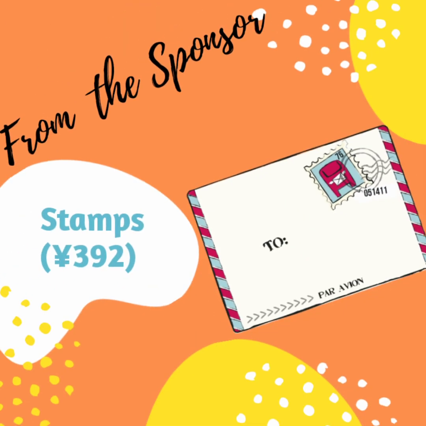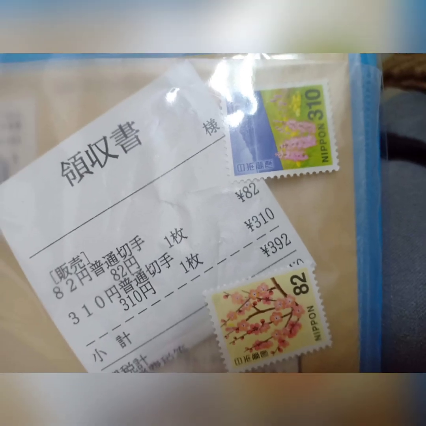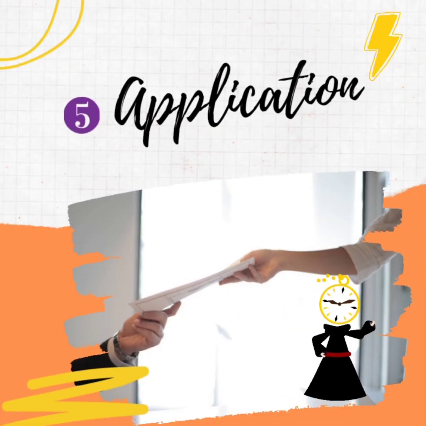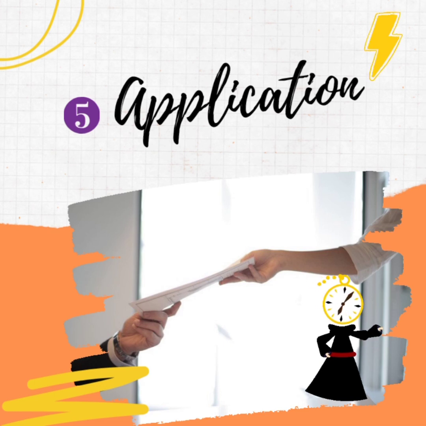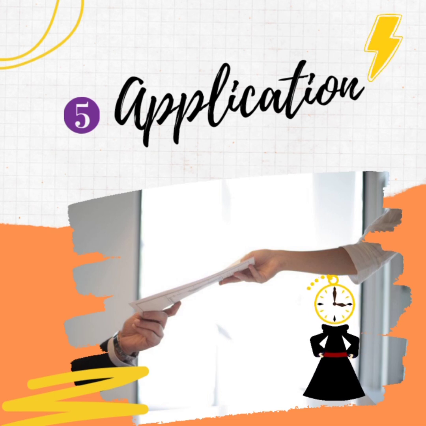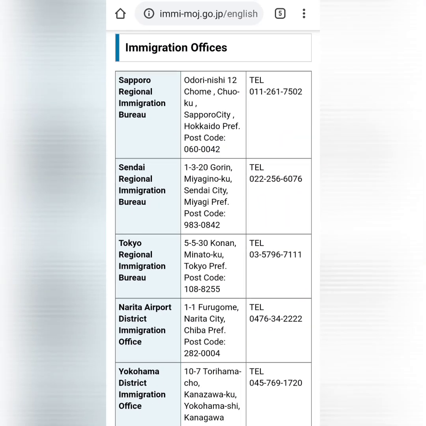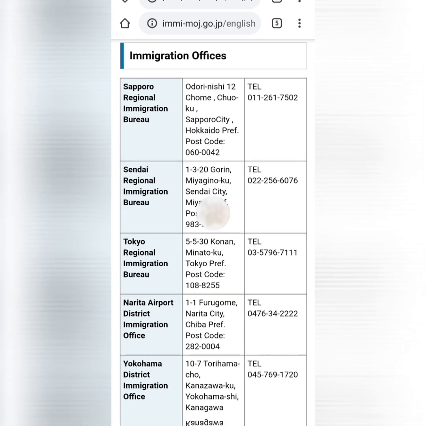Last but not least are the stamps, worth 392 yen. You can buy these from JP Post or from any convenience stores in Japan. Once you already have all these documents, you are now ready to submit your application to the nearest regional immigration bureau. I already placed all the links that you need for the documents as well as for the list of the regional immigration bureaus all over Japan in the description box.